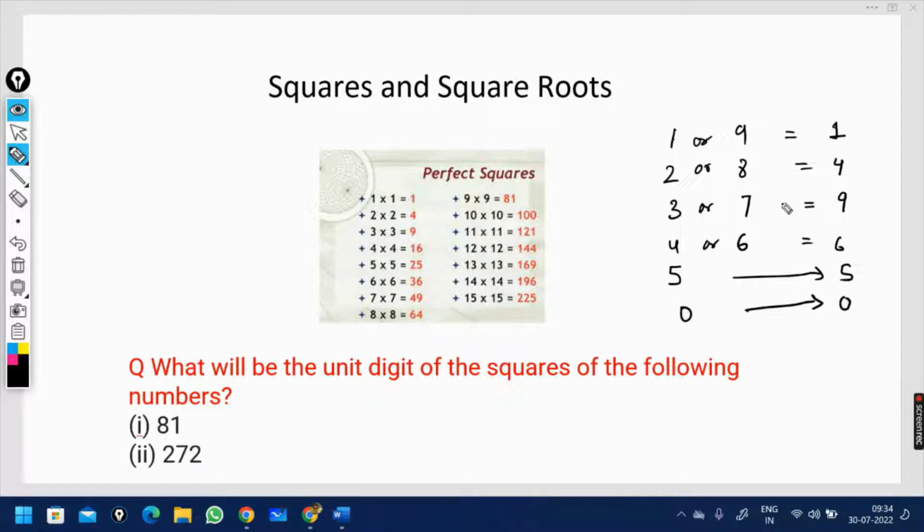So that means this is how you can guess that if we find 81 square, I know that the ones place digit will be 1. And if you have 272 and you find the square of it, the ones place digit will be 4. Excellent. So let's see the second property now. You will be able to apply some more shortcuts here.